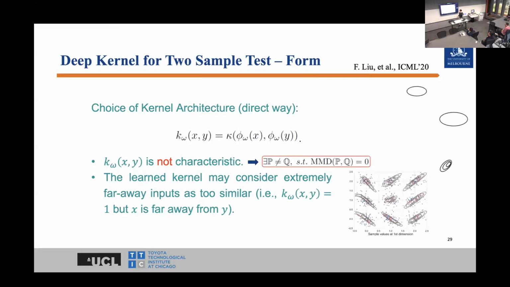The other drawback is this strange contour here. If we use this direct design, the learned kernel may consider extremely far away inputs as too similar. The points inside this contour will have very high similarity with this middle point. It does not make sense, and actually it loses some geometric property of our data. It is not good.